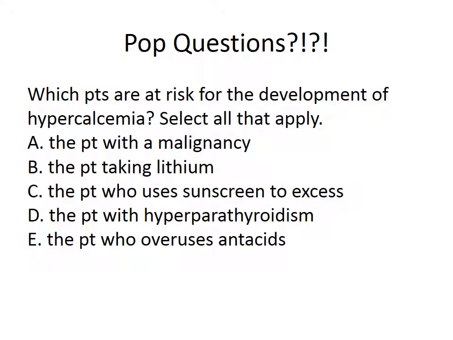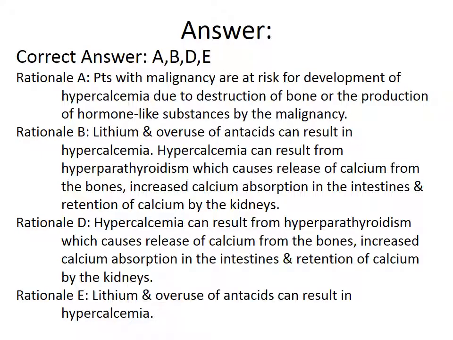Which patients are at risk for the development of hypercalcemia? Select all that apply. The answer: A, B, D, and E. Patients with malignancy are at risk for development of hypercalcemia due to destruction of bone or the production of hormone-like substances by the malignancy. Lithium and overuse of antacids can result in hypercalcemia. Hypercalcemia can result from hyperparathyroidism, which causes release of calcium from the bones, increased calcium absorption in the intestines, and the retention of calcium by the kidneys.